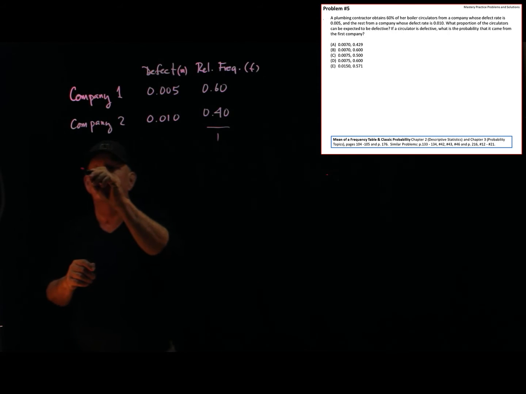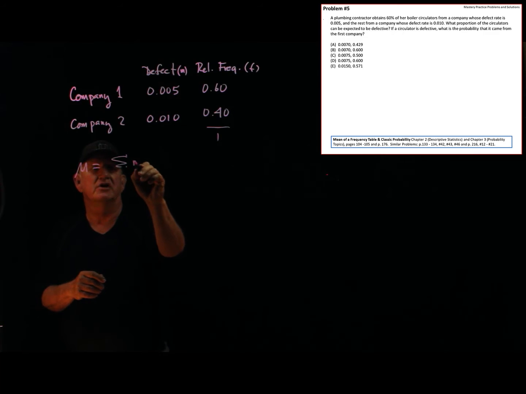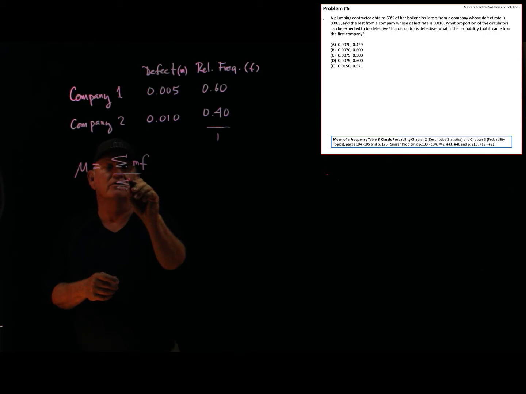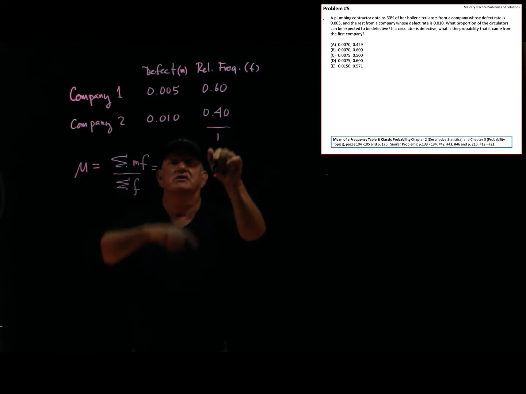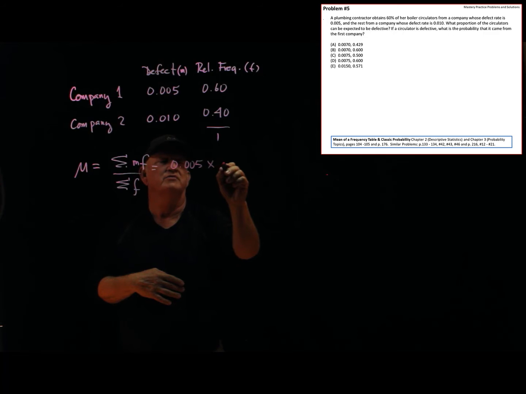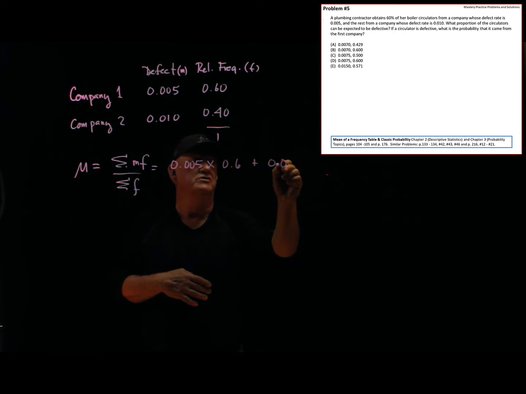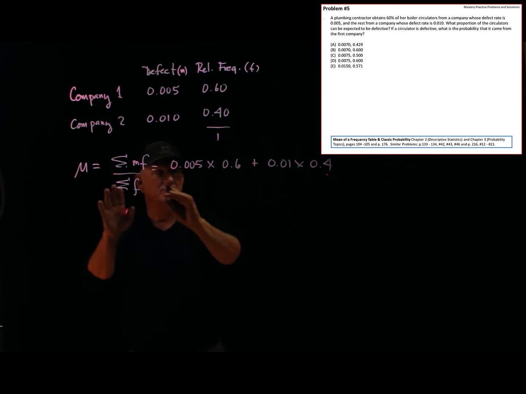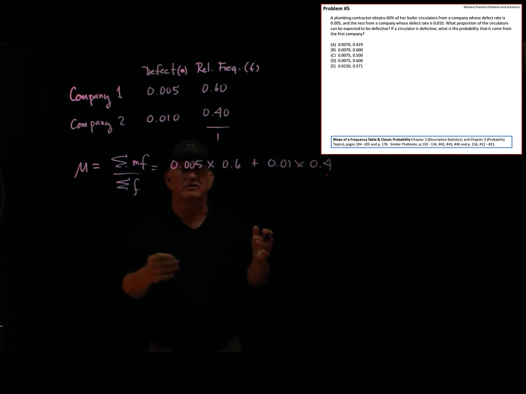And then you might remember that the mean in this case is just the sum of the products of all the M's times all the F's divided by the sum of all the F's. And if I was just to write that down, that's this times this plus this times this. So it's 0.005 times 0.6 plus 0.01 times 0.4. And then the whole thing is divided by this sum, which is 1. So I'm just going to leave it like that.